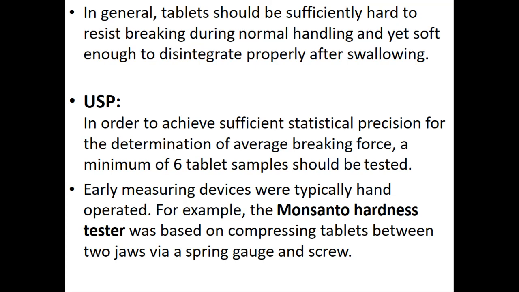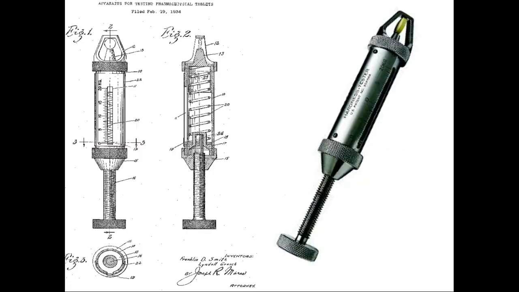And we perform the testing on them. Early measuring devices were typically hand operated. For example, the Monsanto hardness tester, this is the first device, which is mentioned in the USP and was used previously, was based on compressing tablets between two jaws via a spring gauge and screw.